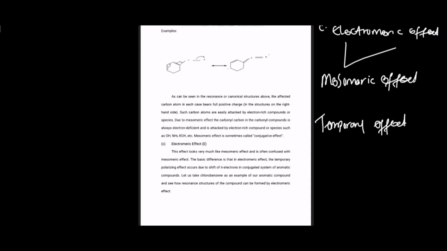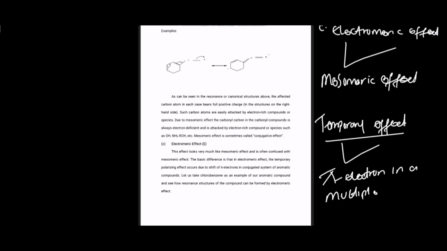But the electromeric effect is a temporal effect. It is a temporal effect that occurs when the pi electron in a multiple bond shifts completely to one atom in the presence of an attacking agent. Please take note of this. That is, it only occurs during reaction. That is what I want to explain.